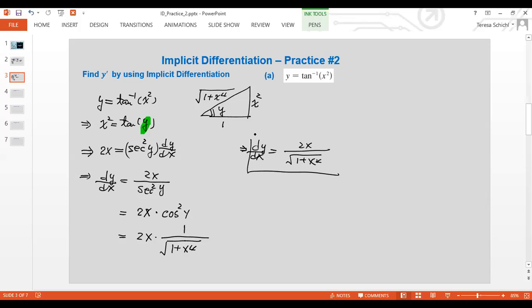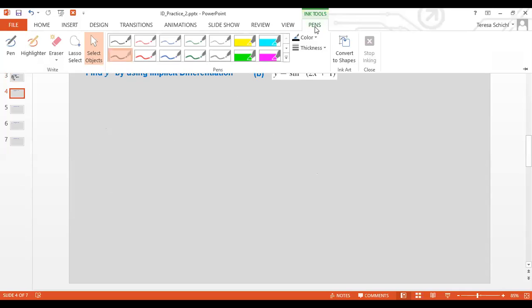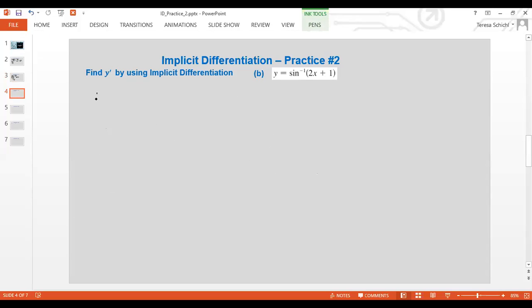Right, so it's pretty easy by using the implicit differentiation concept. Then you don't need to remember the formula, okay? So now let's take a look at the second one here. Okay, so the second one, let's go to the next page here. So this is the one where we say y equals the arcsine of 2x plus 1.